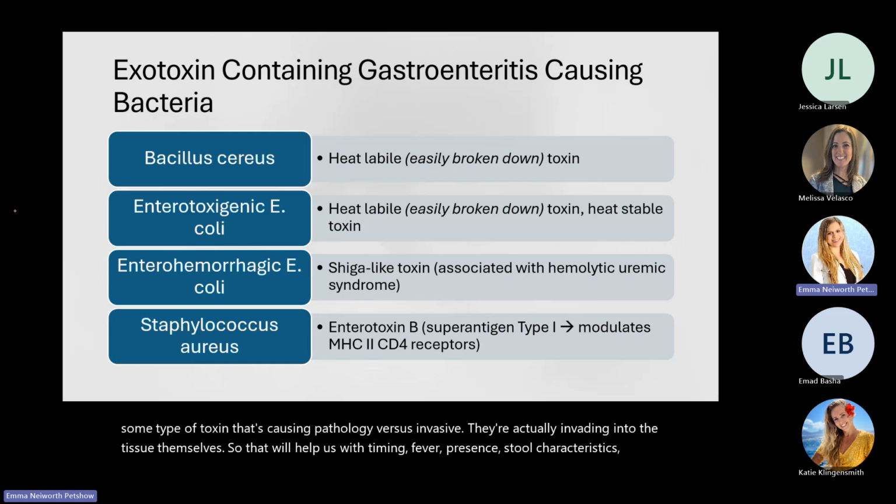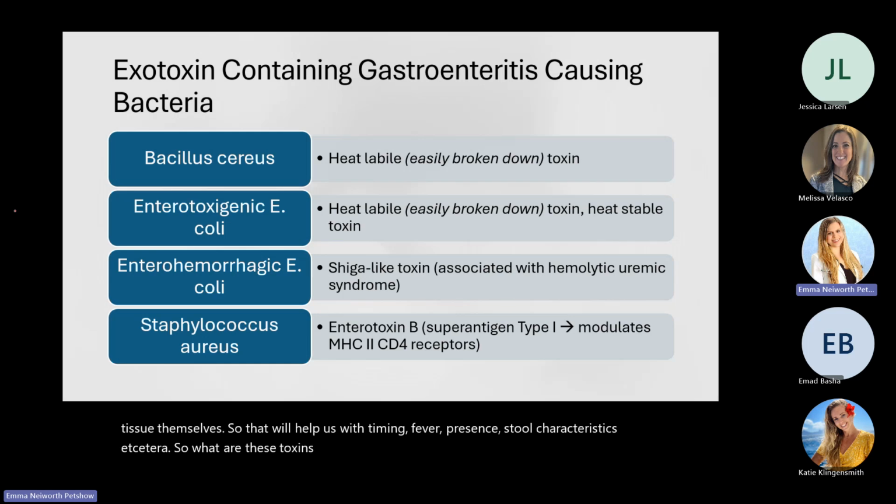So what are these toxins? This is not an exhaustive list of toxins, okay? This is talking specifically about exotoxin-containing gastroenteritis-causing bacteria. So this would be our 4 major bacteria that cause a toxin-mediated diarrheal illness. This would be watery diarrhea that does not have significant inflammation, not likely bloody stool, okay? So significant difference, although there's one that is kind of separate in this statement.